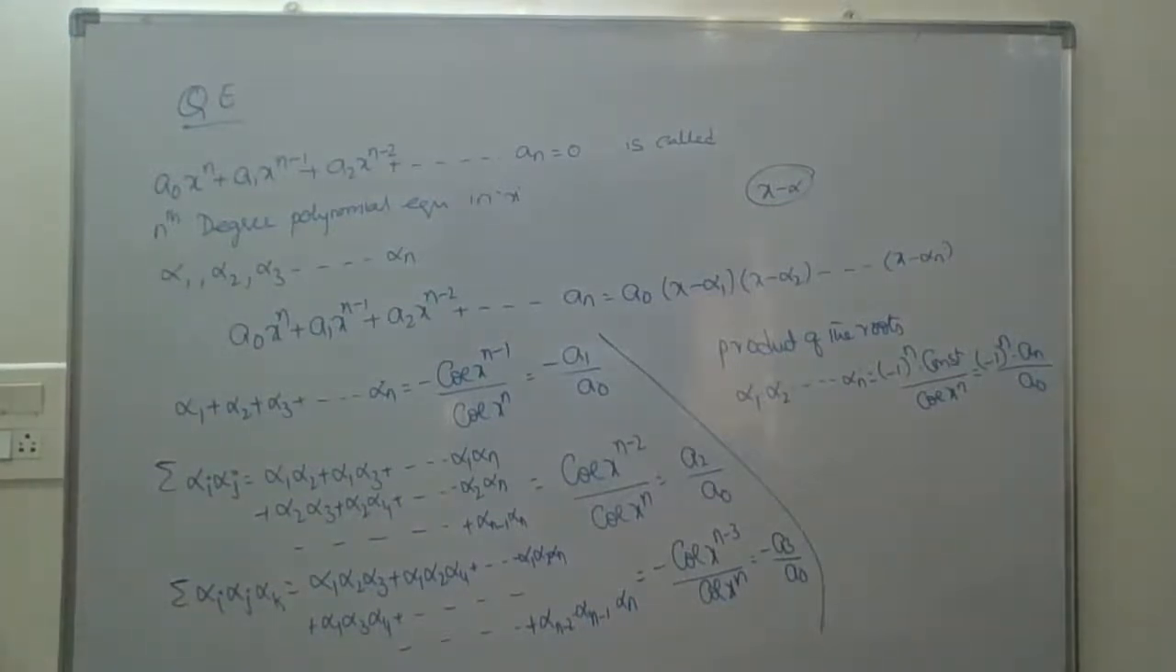Sum of the product of the roots taken 2 at a time. And third one is sum of the product of the roots taken 3 at a time, and so on. And the last one is what? The product of the roots, minus 1 whole power n into constant of the equation by coefficient of x power n.